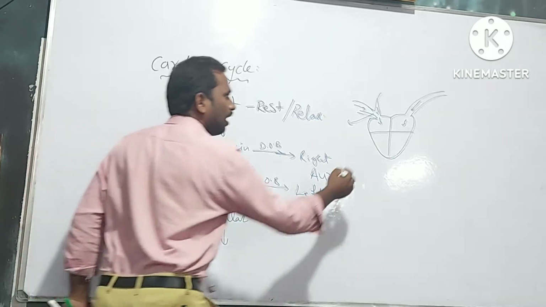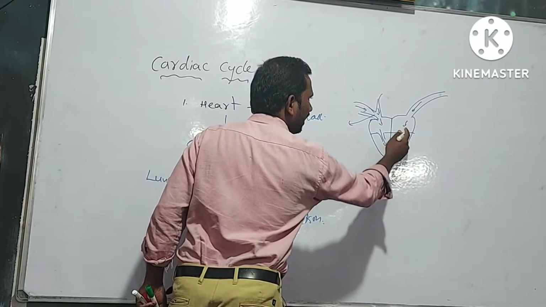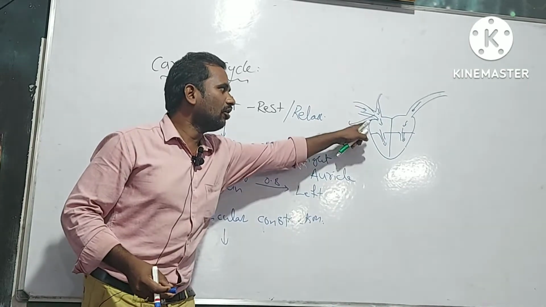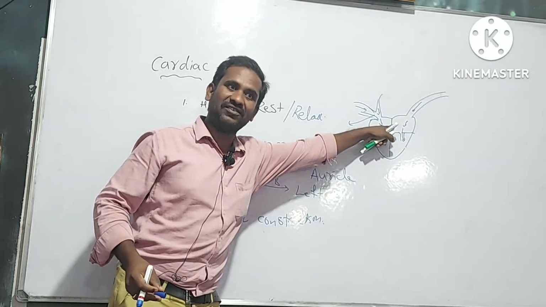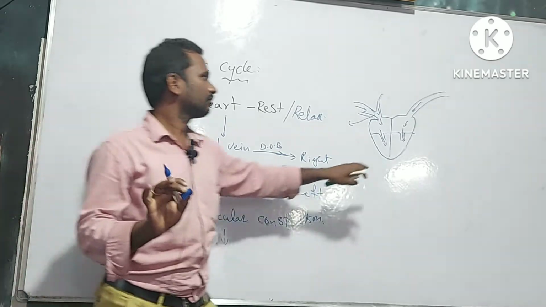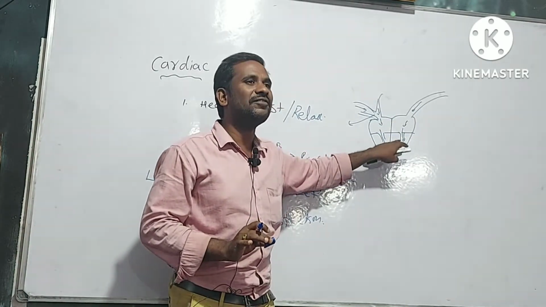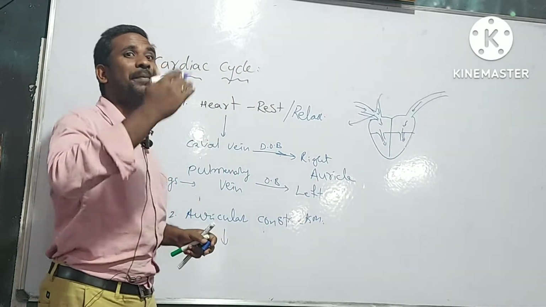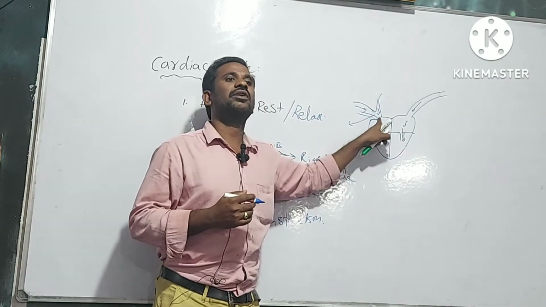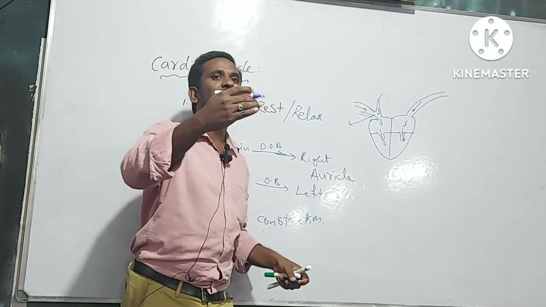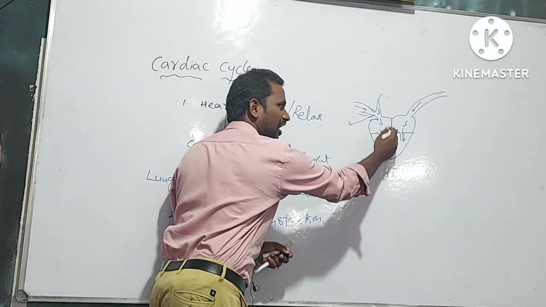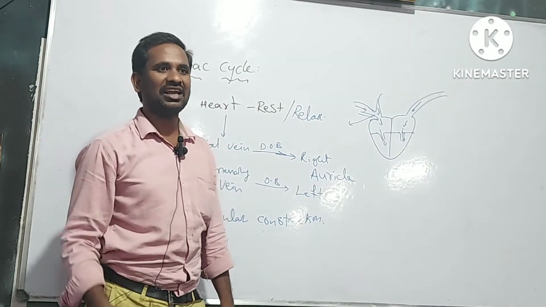Automatically blood can move from the right auricle to the right ventricle, and from the left auricle to the left ventricle. There is no backflow because valves are there. Here we can observe the pulmonary valve and the semilunar valve, so they do not allow backflow. That's why when the auricles contract, blood moves downwards, into the ventricles.